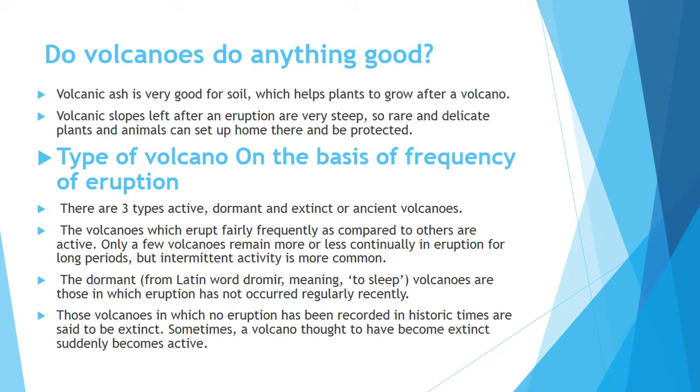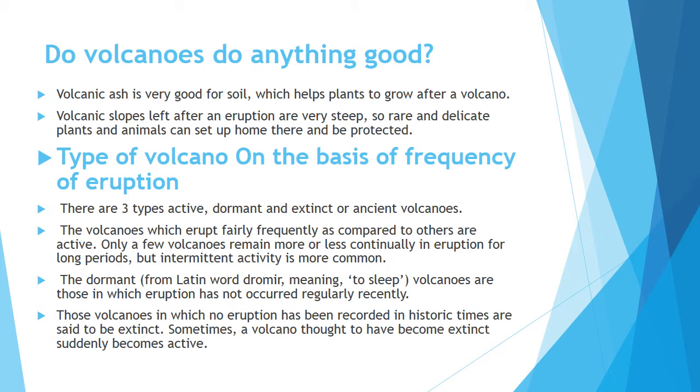Now the second is the dormant. It is derived from the Latin word dormire. Dormire means what? To sleep. Dormant volcanoes are those in which eruption has not occurred regularly and recently. So a dormant volcano is one in which eruption does occur, but not frequently. It occurs after many years, with a long gap or long duration between eruptions.